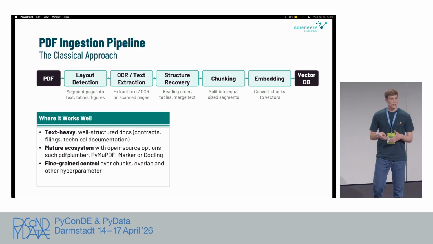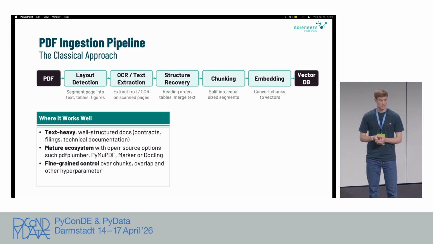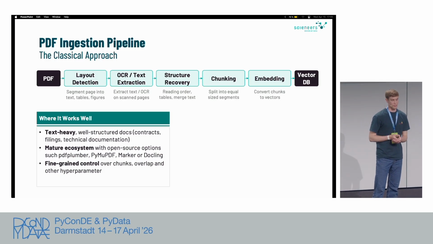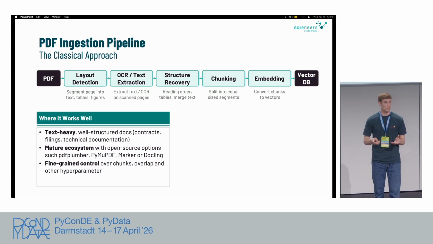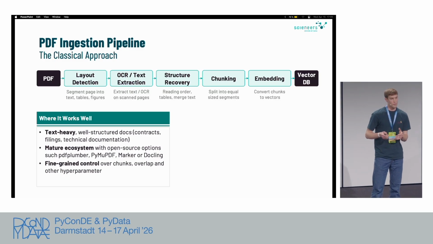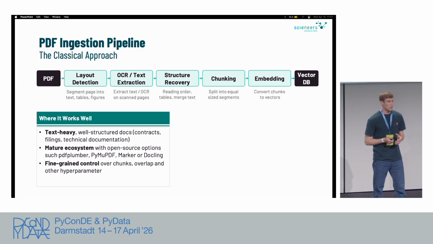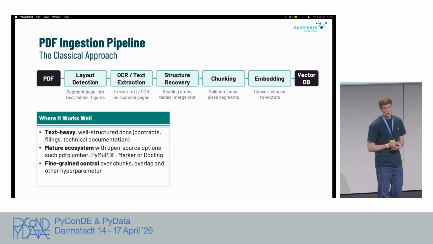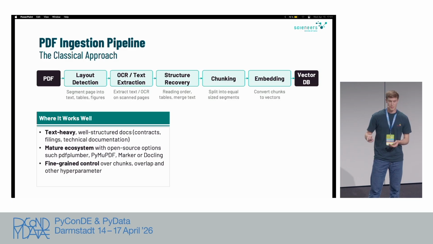This works well for text-heavy reports, as I already mentioned, for example contracts, technical documentation, and so on. Another advantage is that there's a major ecosystem with open source options for PDF processing, such as PyMuPDF, or even complete OCR solutions such as Marker or Docling. Also, you have fine-grained control over chunks, overlap, and other hyperparameters.